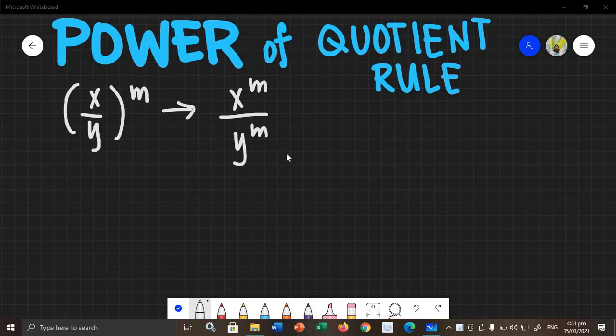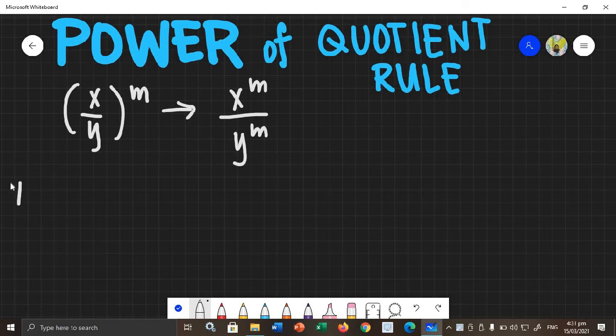So next is the power of quotient rule. So to simplify expressions using this rule, you need to multiply or distribute the exponent to the exponent of each term in the expression. So let's say we have this example. We have x over y and then naka-raise sila both by m. So technically, you need to distribute m to each term in this expression. So it will become x raised to m over y raised to m. So para mas maintindihan natin, let's have our example number 1.